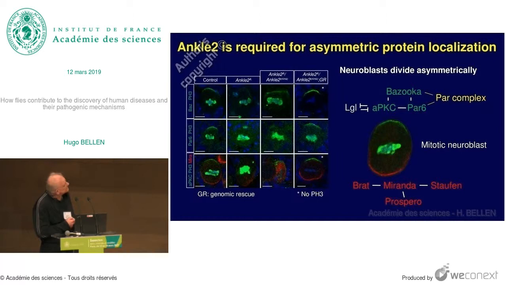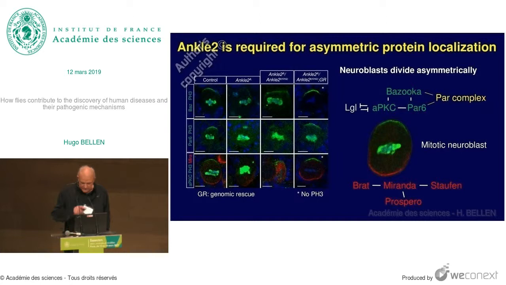One is Bazooka, aPKC and Par6. The other is the Brat-Miranda-Staufen-Prospero complex. So when this cell divides, these determinants will make sure that you reform a neuroblast, and this makes sure that this cell will go on and form neurons.